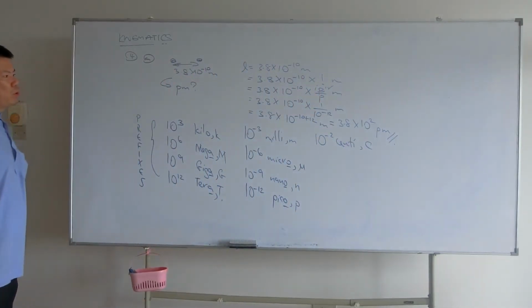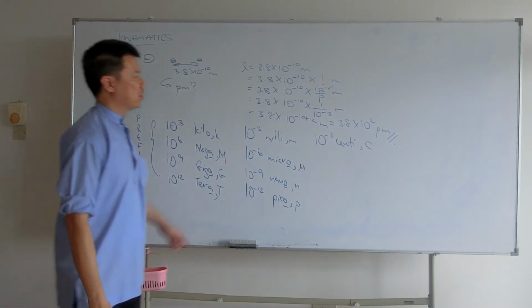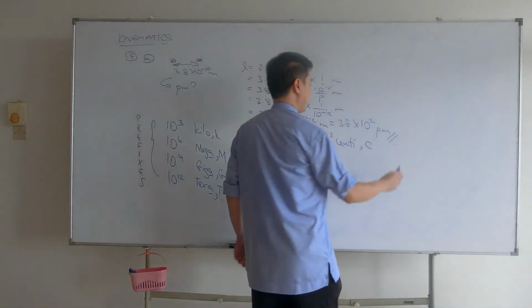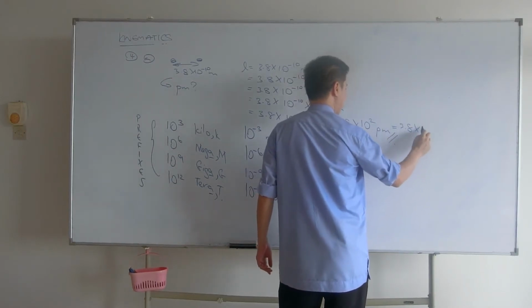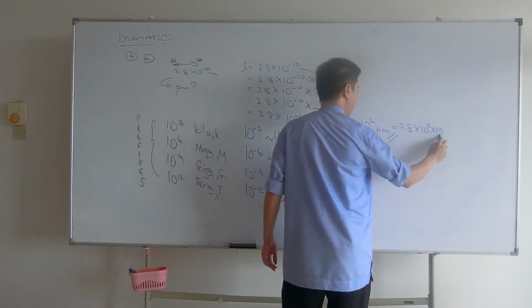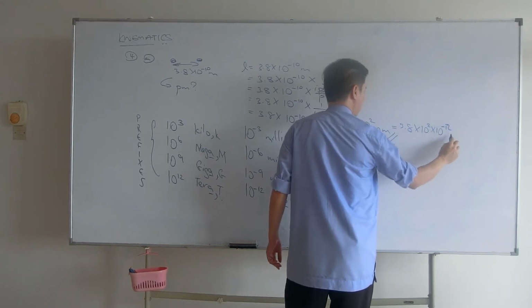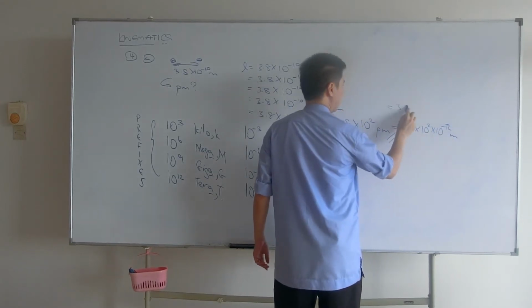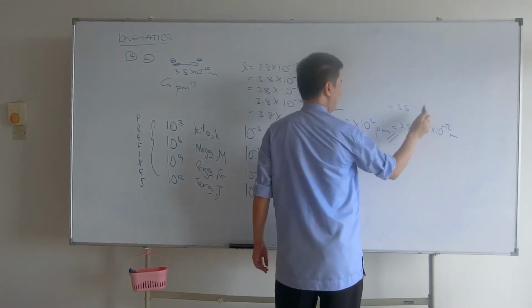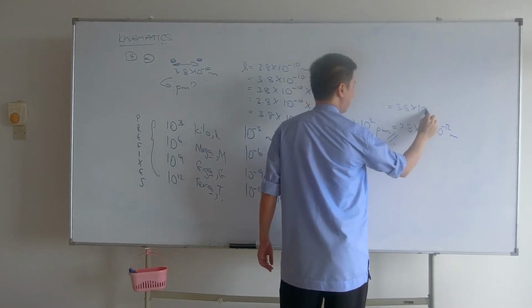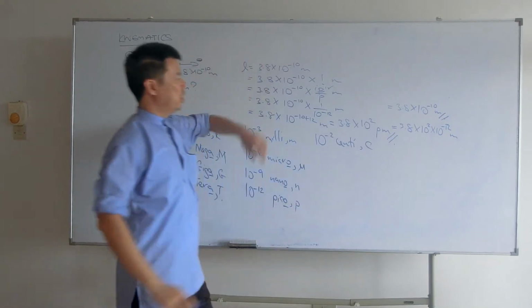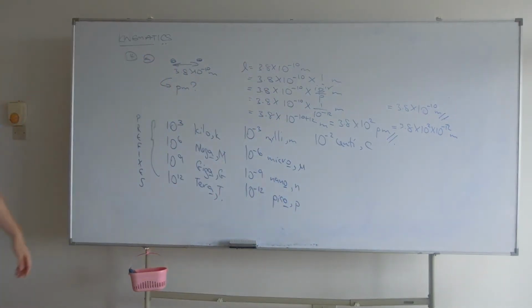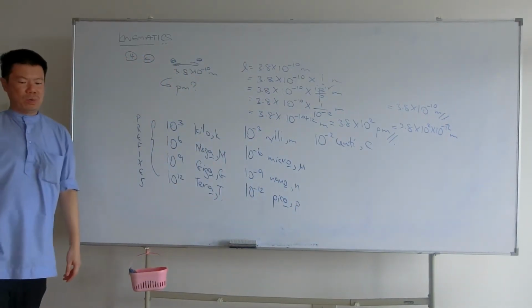And how do we know it's correct? Easy. We can multiply it out: 3.8 times 10 to the 2 and 10 to the minus 12 meters. 2 minus 12, you get 10 to the minus 10 meters. So you get back the original one. Therefore, it is correct.